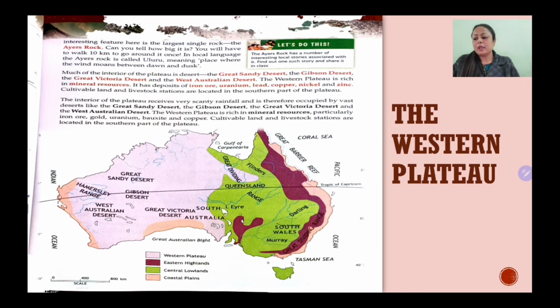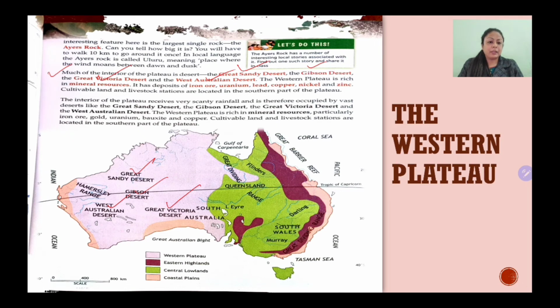Let's proceed. So much of the interior of the plateau is desert. So there are several deserts all over the Western Plateau. We have already seen in the map. Here also we can see the Great Sandy Desert, the Gibson Desert, the Great Victoria Desert, and the West Australian Desert. So these are the major ones. And you know what? This plateau is rich in minerals.